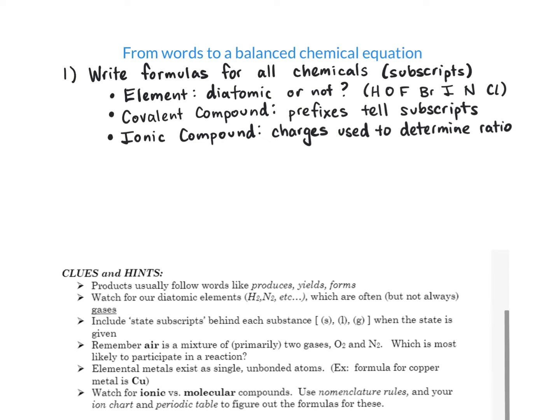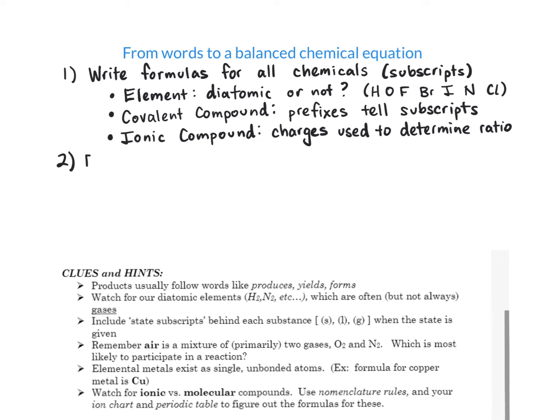In the last chapter, we were using our understanding of how nonmetals combine to form covalent compounds, and how metals combine with nonmetals to make ionic compounds, to figure out what the formulas are. So you write the formulas, which is really determining the subscripts. You do that, you get that done, you're sure you're right. Then you move on to balancing the chemical equation and figuring out the coefficients.